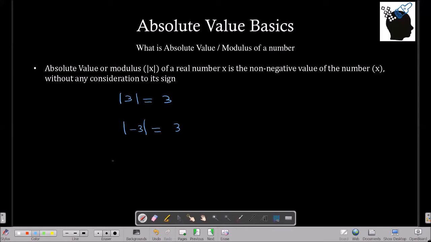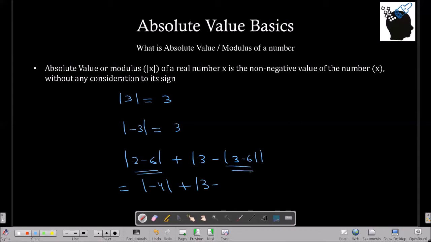Now what happens if you have an expression? So let's say mod of 2 minus 6 plus mod of 3 minus mod of 3 minus 6. If we have to solve this, first we'll solve the value inside the absolute value. So in this case, this will become mod of minus 4 plus mod of 3 minus, we'll solve this first, mod of minus 3. Mod of minus 4 is 4 plus mod of 3 minus, mod of minus 3 will become 3. So this becomes 4 plus 0, or nothing but 4.